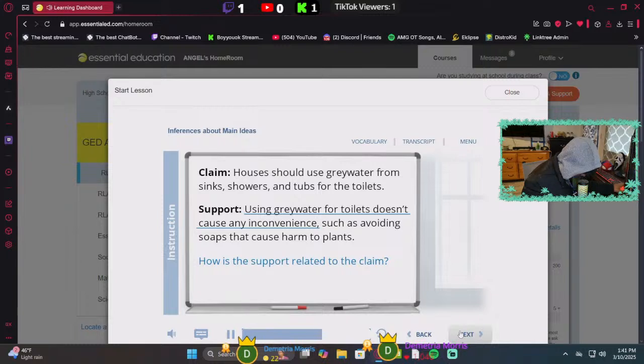What other inferences can I make? Look carefully at the different things mentioned in the sentence. Why would you think using gray water was inconvenient? The sentence gives you an example of an inconvenience, avoiding soaps that cause harm to plants.